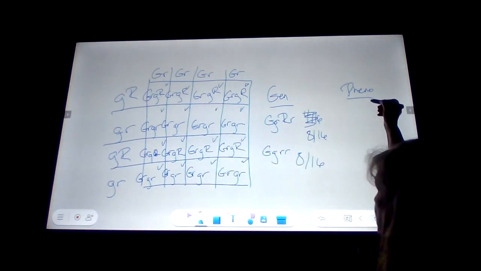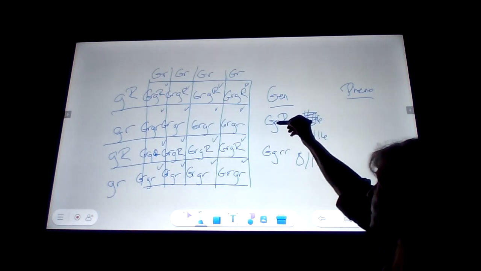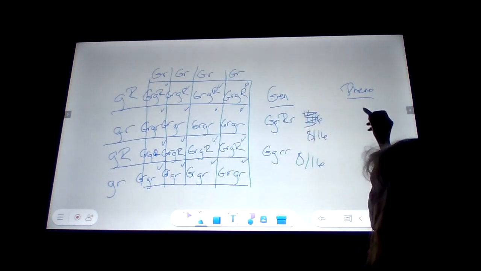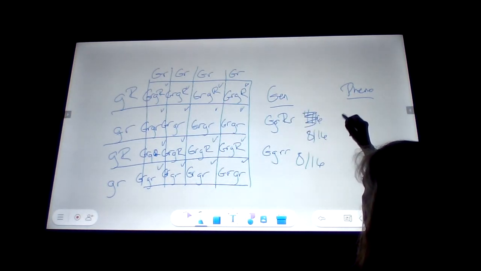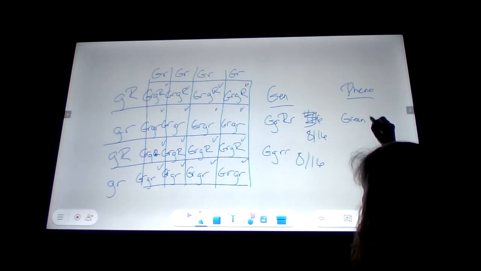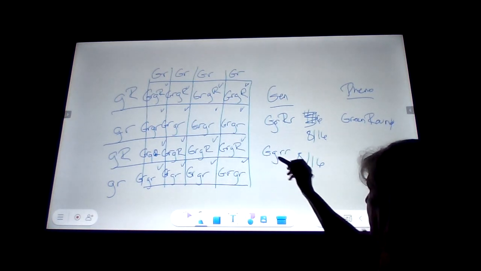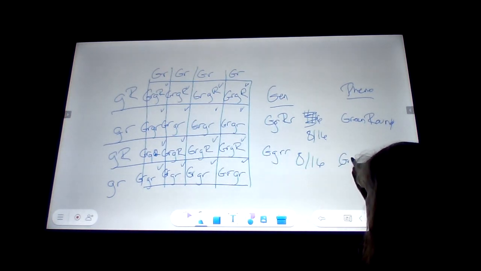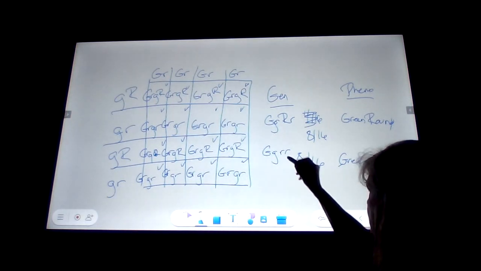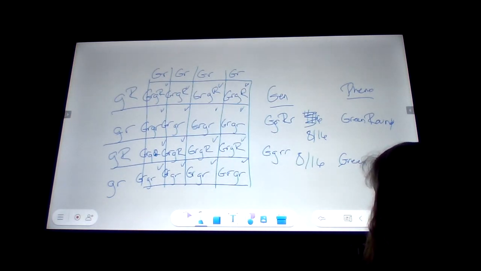So then I go back to my phenotype. What's my description? Big G, little g. It's got a dominant allele, so I know that this one's going to be green. And I got a big R here, so I know it's going to be round. On this one here, I still have a big G, so I know it's going to be green. But I have 2 little R's, so I know that's going to be wrinkled.